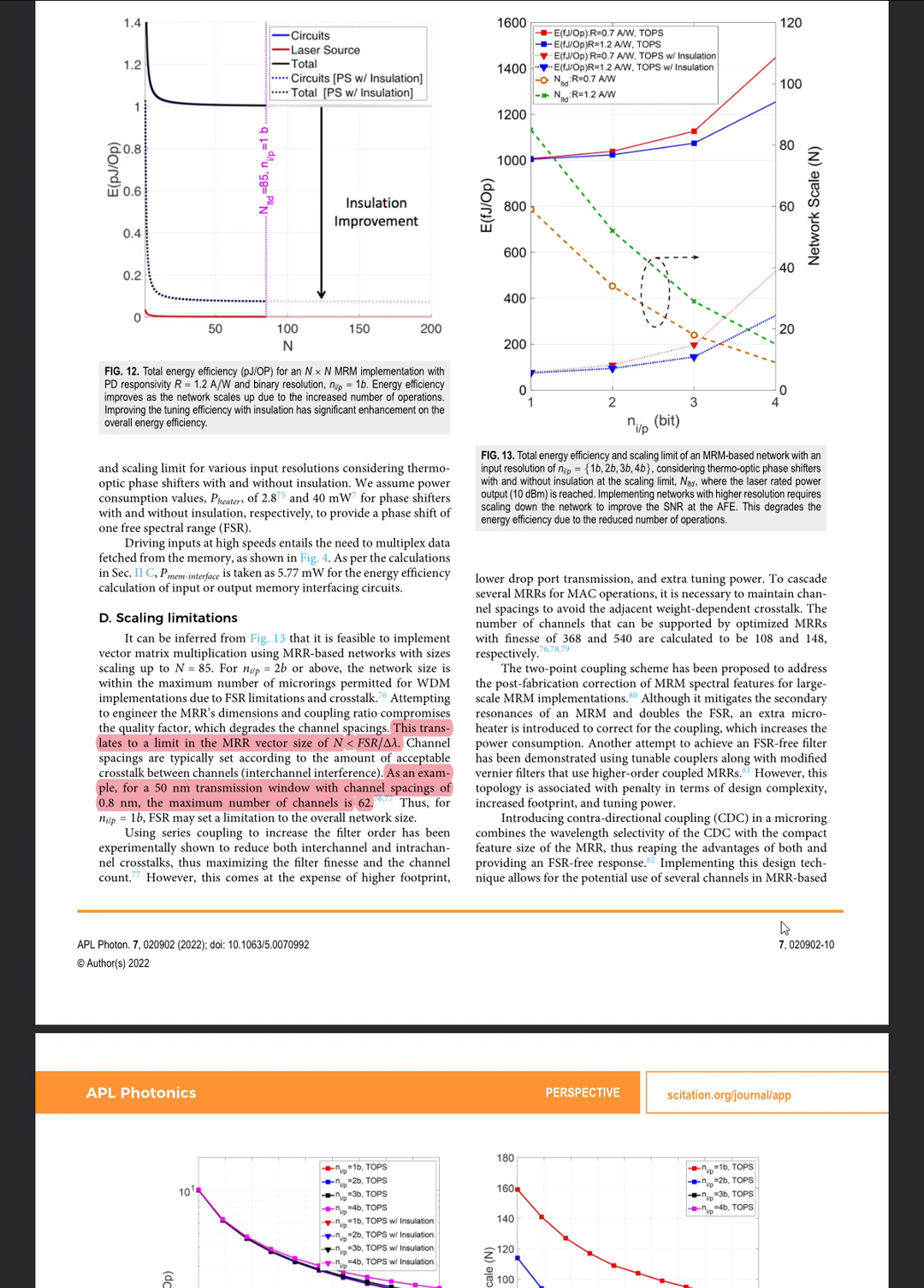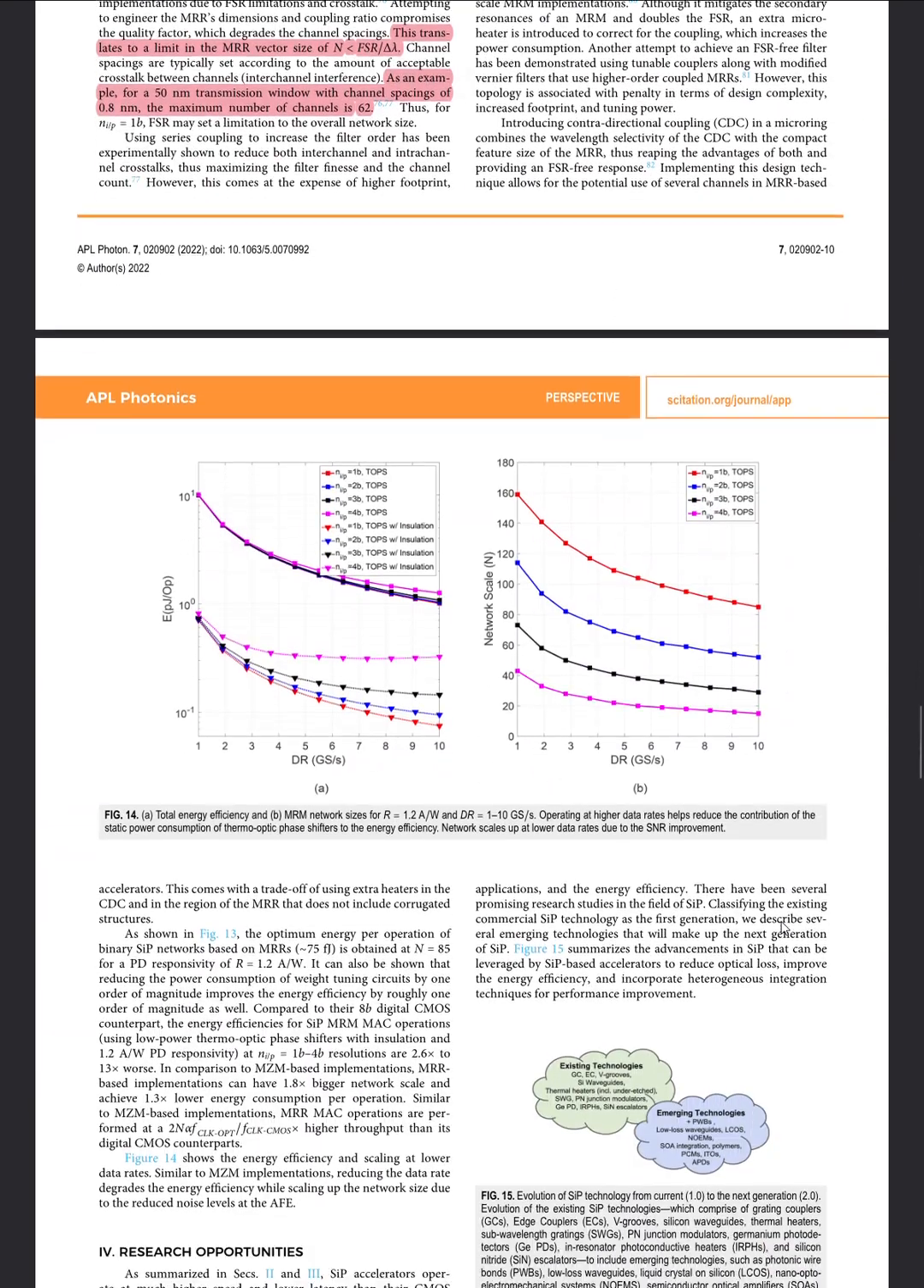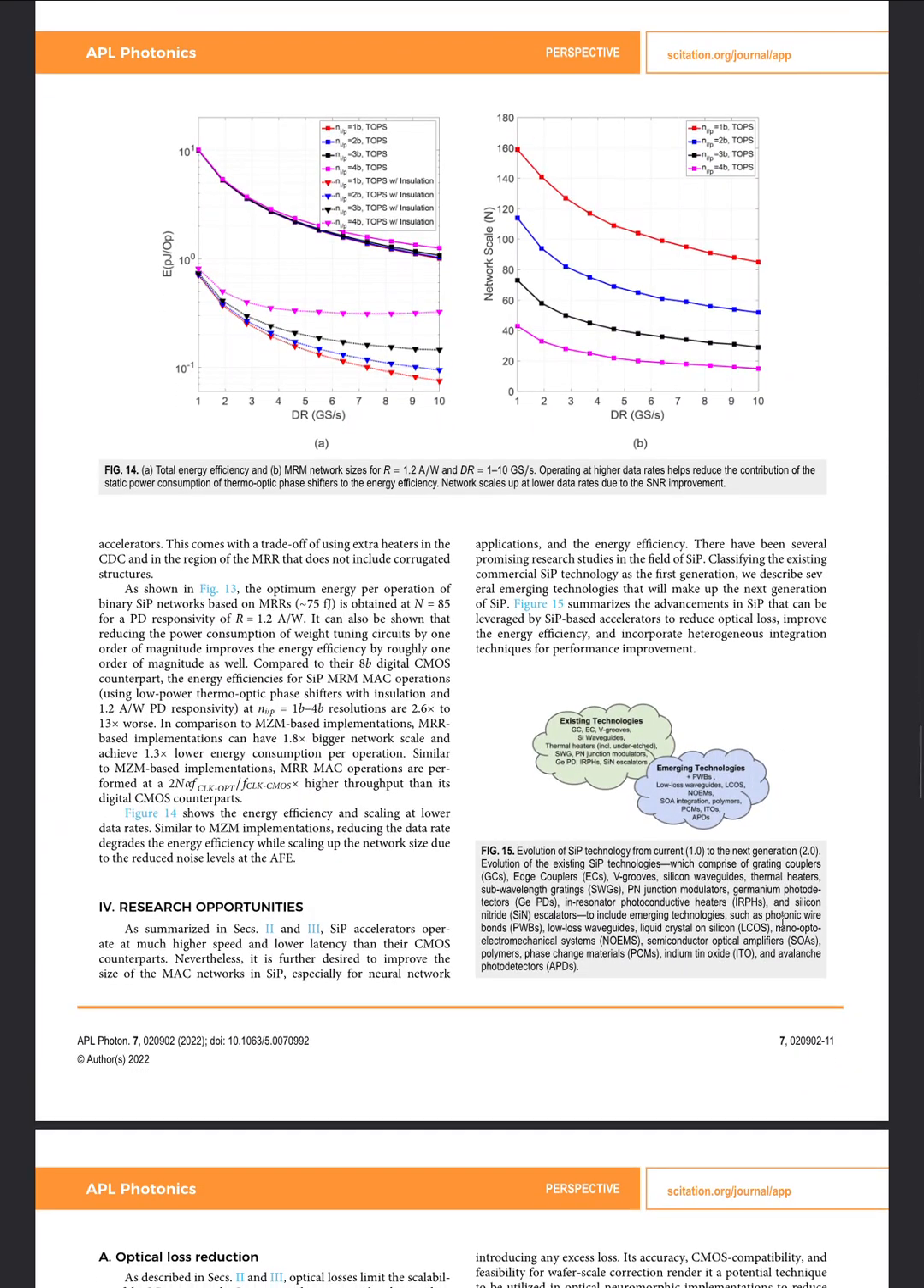Contra-directional coupling in a microring combines the wavelength selectivity with compact feature size, and this provides a free spectral range free response, which is good, and it requires extra heaters in the contra-directional coupling.